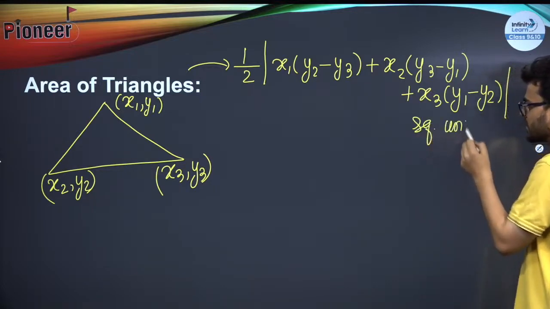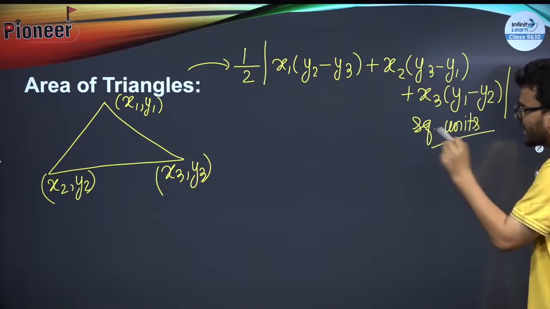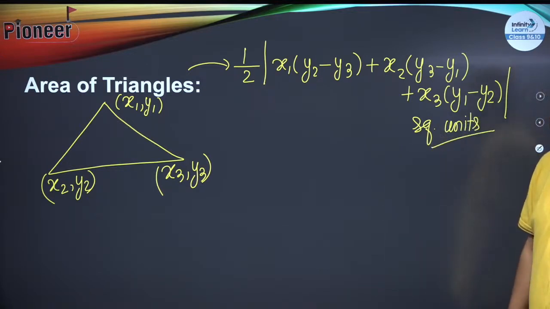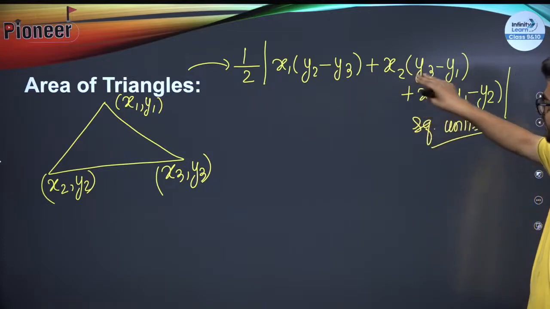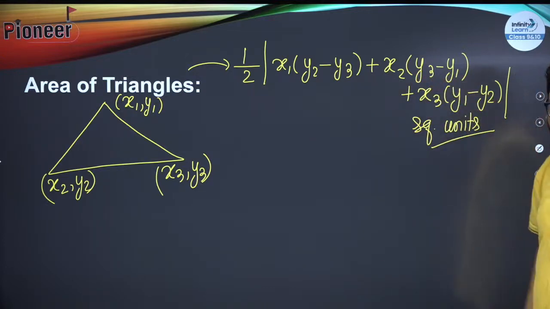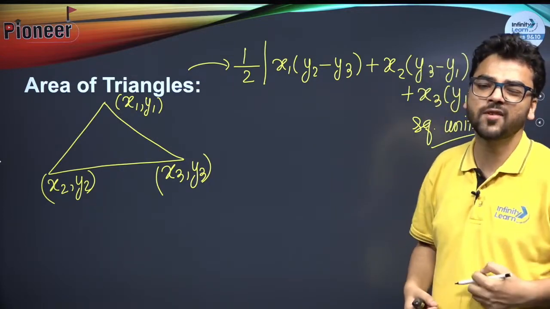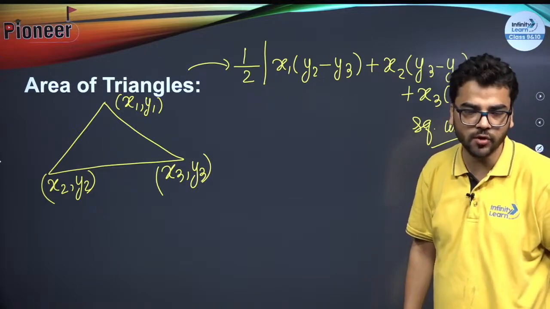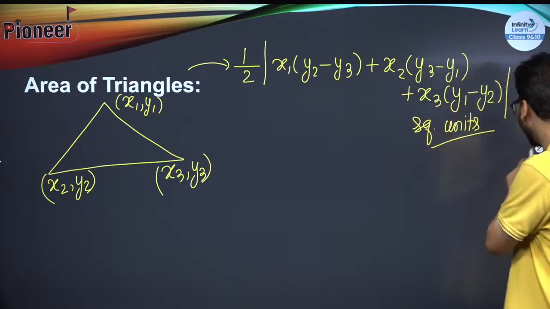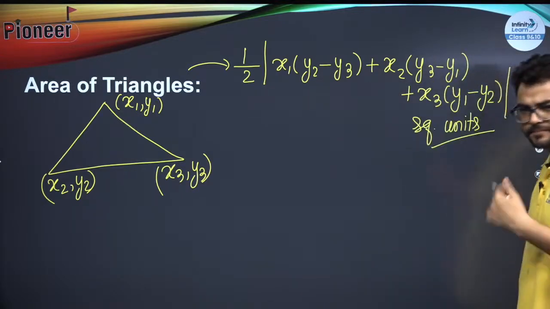If you do not write units properly, you will not get full marks even if your answer is correct in a subjective examination. I hope this is clear up till here. Half into x1, y2 minus y3, x2, y3 minus y1, x3, y1 minus y2. That's how you find the area of triangles if the coordinates of the three vertices are given to you. Now there is a method to remember this formula as well.